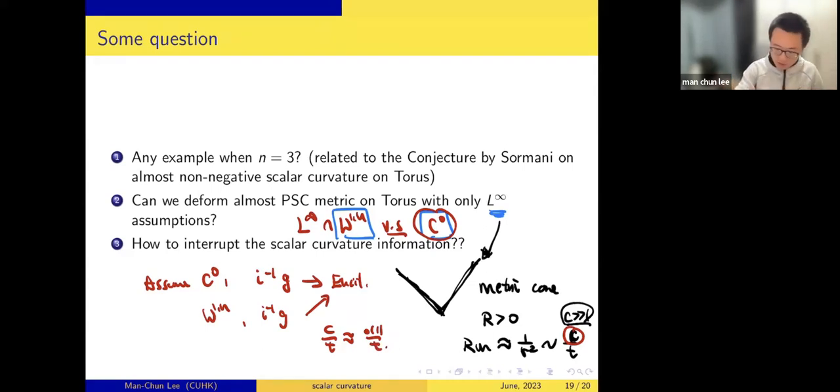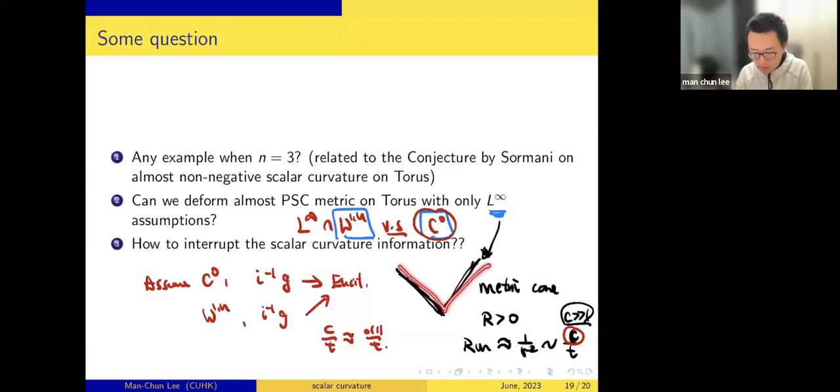Because of the C0 or W^{1,n} structure, that's why you get some regularity from the Ricci flow point of view. This is the key point for why you get some good estimates. And then because it's o(1) over t, you also get some stability. I mean, it's easier.